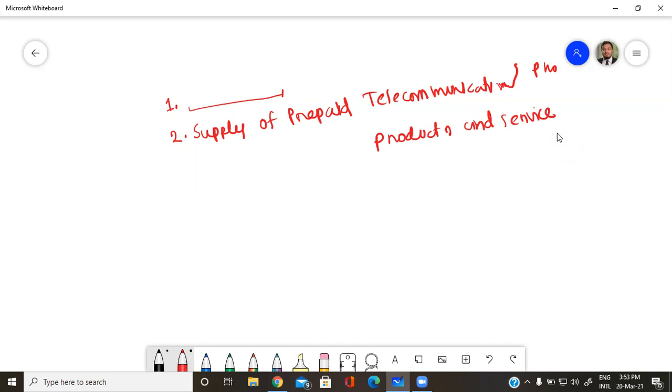Now, you see, sometimes you get a discount from the telecommunication service provider. You get a discount. Do you get a discount? Yes, sir. Sometimes. Can you give me an example of what kind of discount you get?